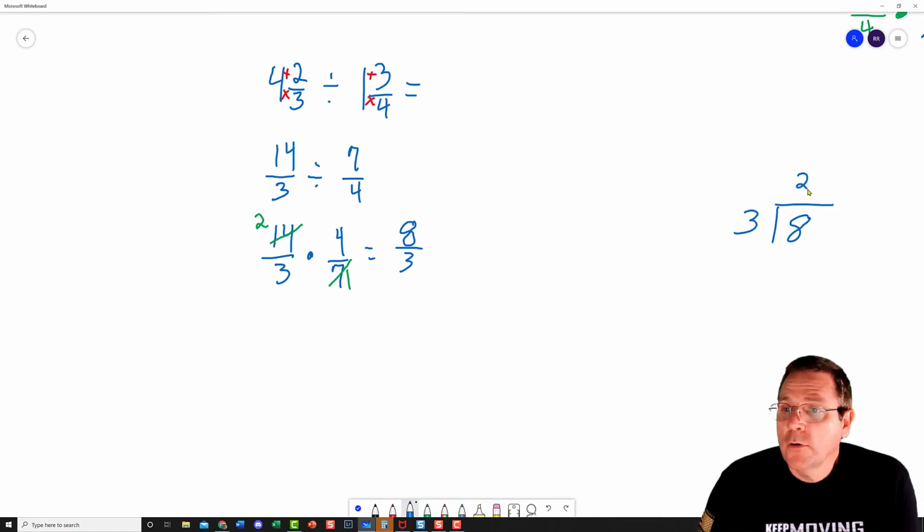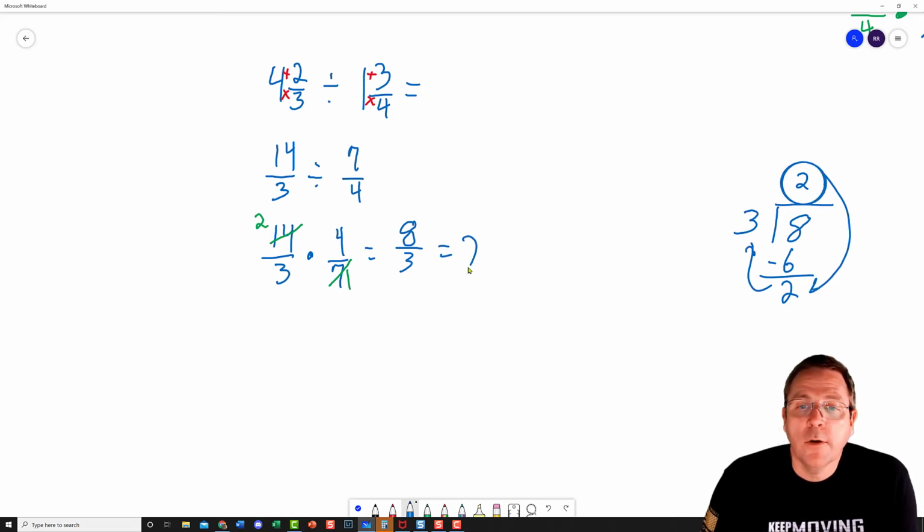3 goes into 8 2 times. 2 times 3 is 6. And when you subtract that, you get 2 left over. 2 2/3 is going to be our final answer. 2 2/3 goes here. I'm going to circle it.